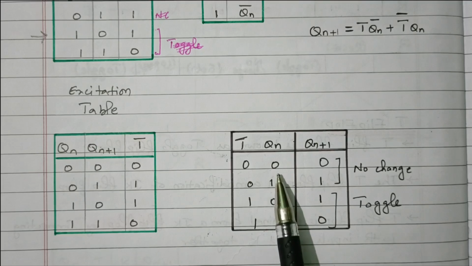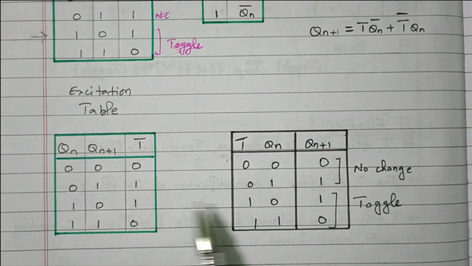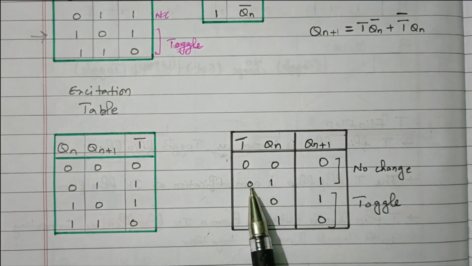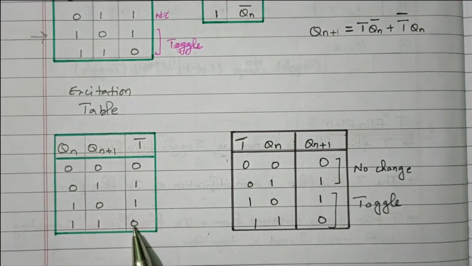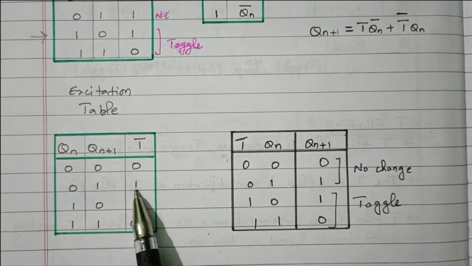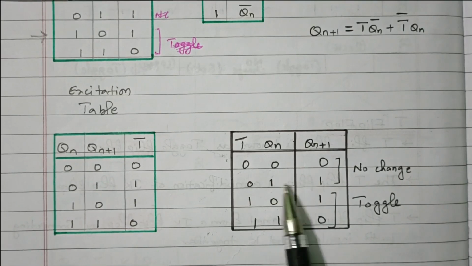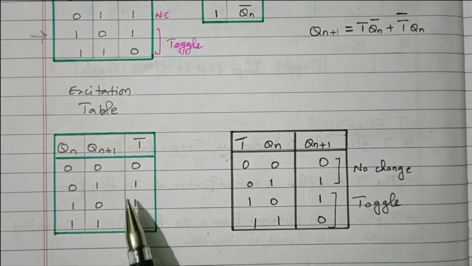I will explain again. 00 means T is 0. 11 means T is 0. 01 means T is 1. 10 means T is 1.